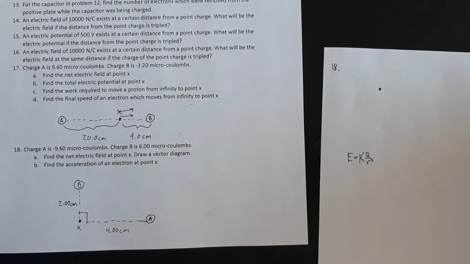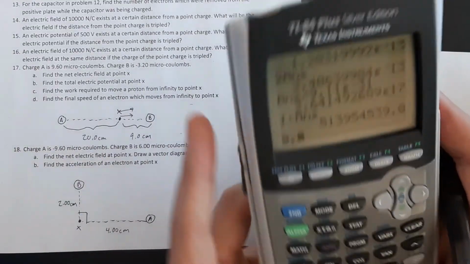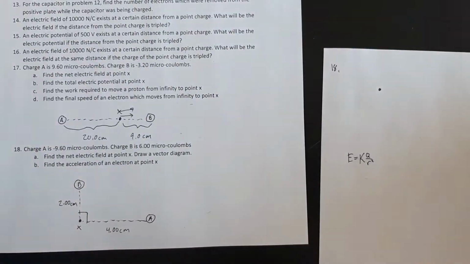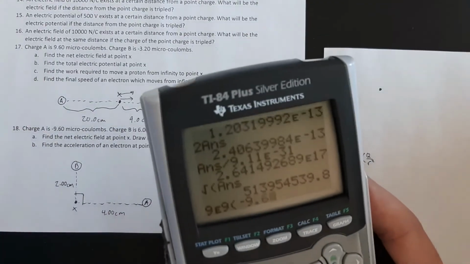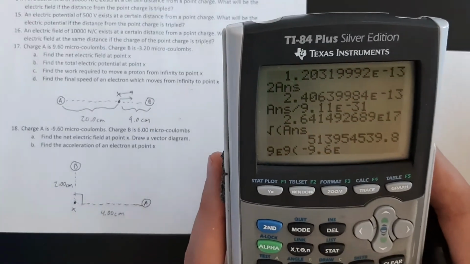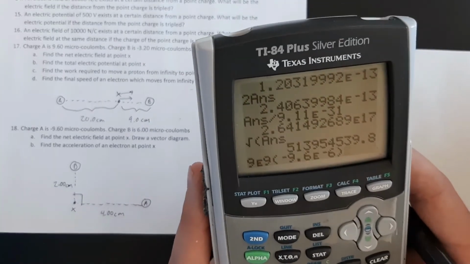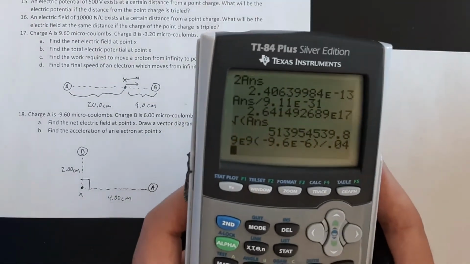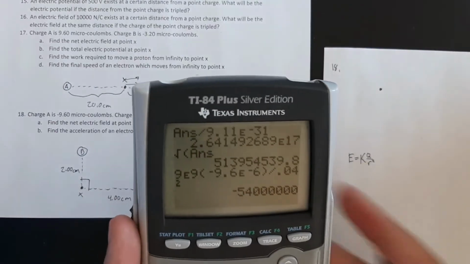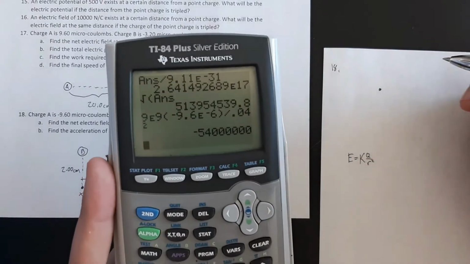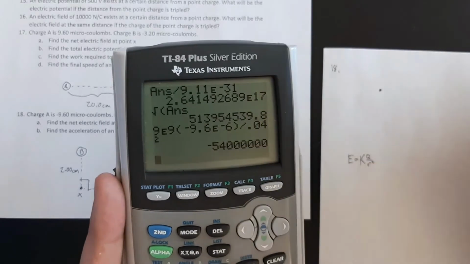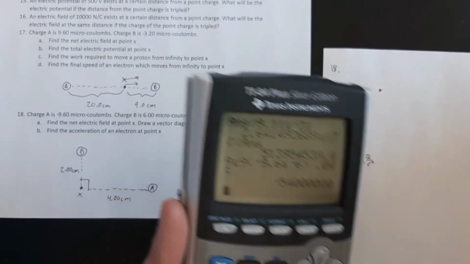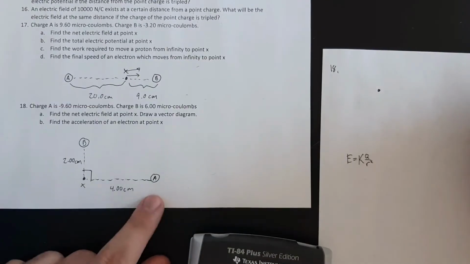Our Q, let's just do the whole thing. So 9 times 10 to the 9th times our charge of negative 9.6 times 10 to the negative 6th, and then divided by our radius squared, so we're 4 centimeters away, so that's 0.04 squared. Okay, so this first one, we've got a field of negative 5.4 times 10 to the negative 7th, and this is from A.